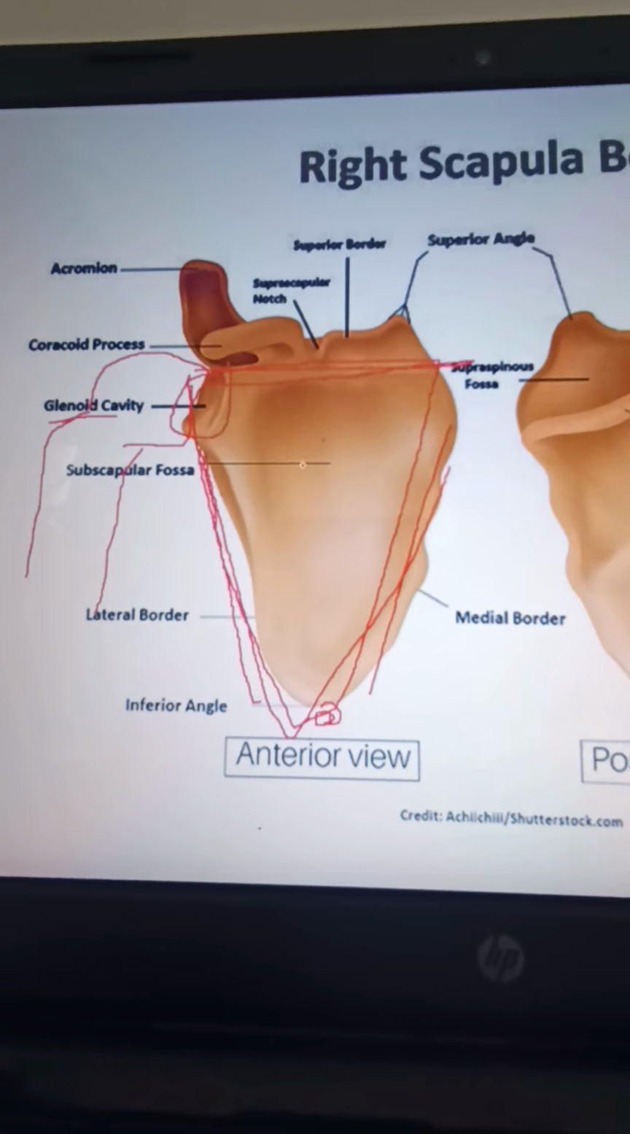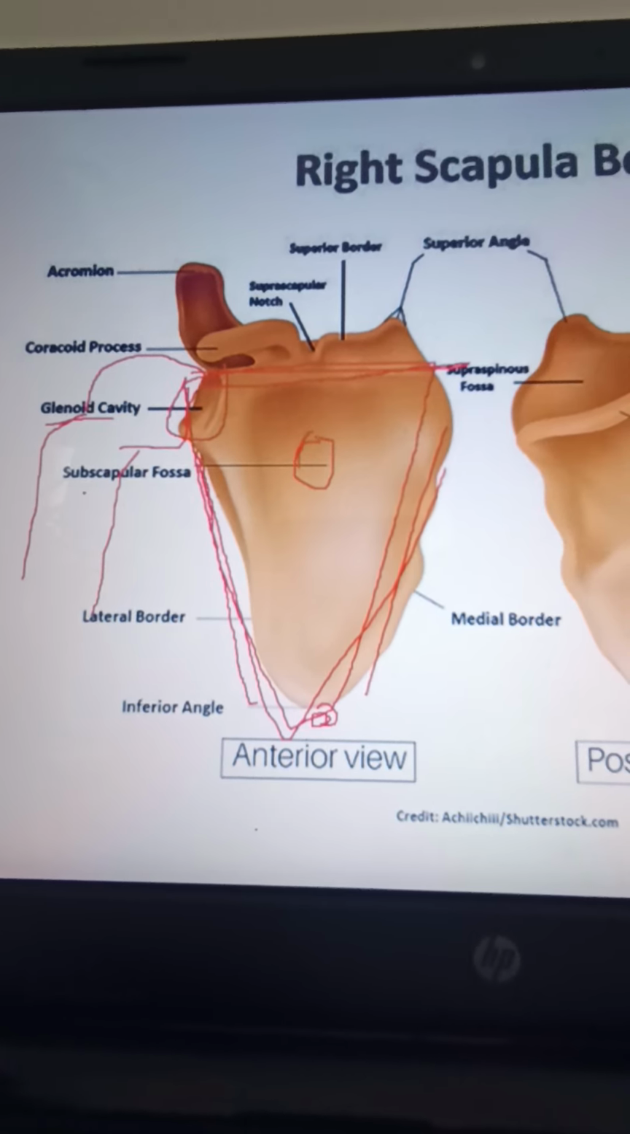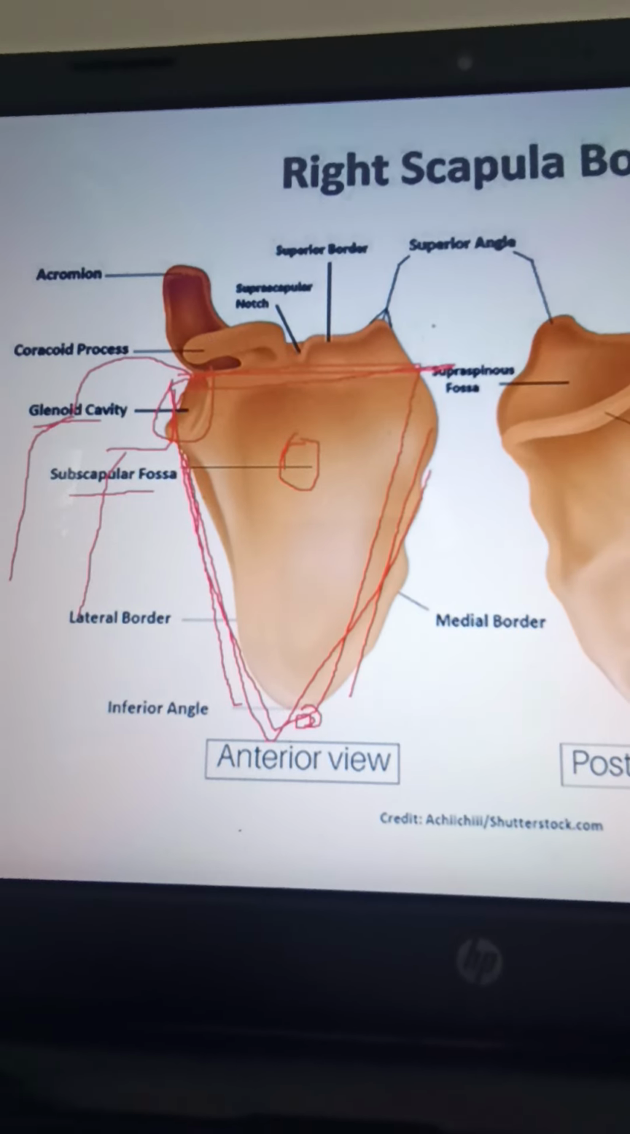So this is the anterior surface. Obviously, this is the anterior surface. It's located a little below the scapula. We call it the subscapular fossa. Now let's track the superior surface.